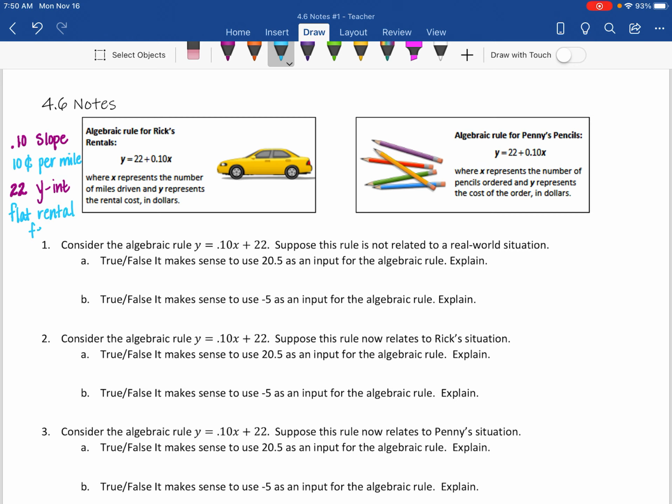And what that means is when you say flat fee, it means it's only charged one time. Okay, the 10 cents per mile is repeatedly charged. So that's why it's per mile, and that's why it's our slope.